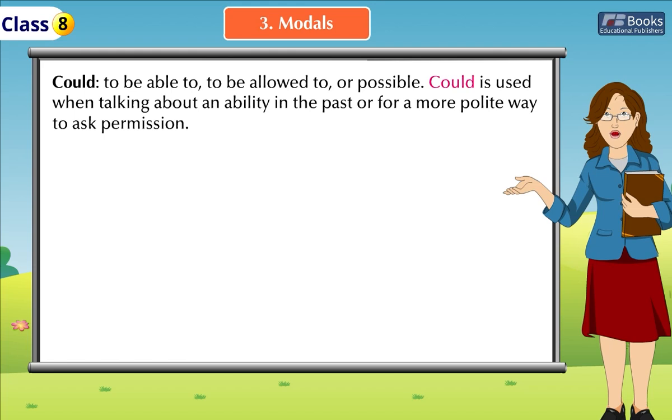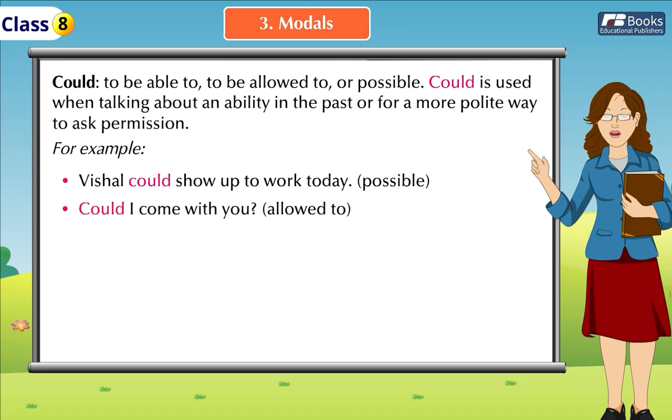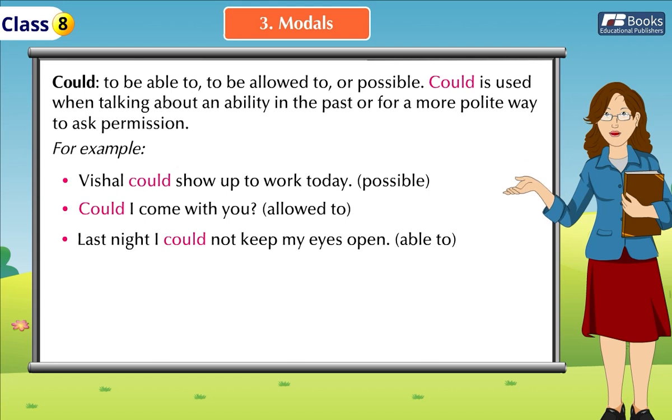Could, to be able to, be allowed to, or possible. Could is used when talking about an ability in the past or for a more polite way to ask permission. For example, Vishal could show up to work today. Possible. Could I come with you? Allowed to. Last night, I could not keep my eyes open. Able to.